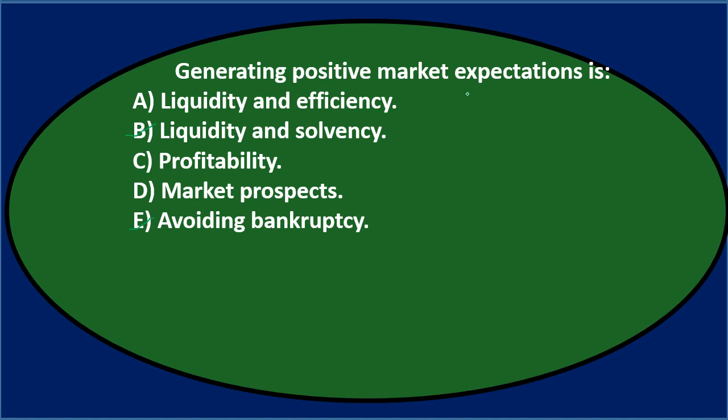as the stock being traded on the market and use that for our consideration, as opposed to the other types of ratio categories where we only take into consideration the data internally within the company. So final answer D then, generating positive market expectation is D, market prospects.